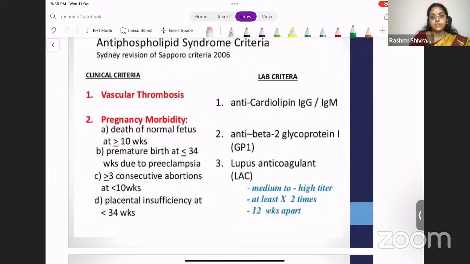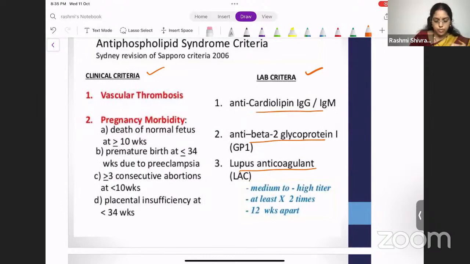We'll just quickly brush through the criteria for antiphospholipid syndrome. You have the clinical criteria and the lab criteria. Among the lab criteria, you need to remember three important antibodies. First is the lupus anticoagulant, then anti-beta-2 glycoprotein antibody, it is not microglobulin, and anti-cardiolipin antibody, IgG or IgM.